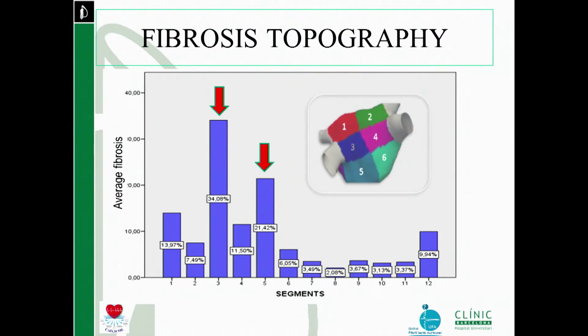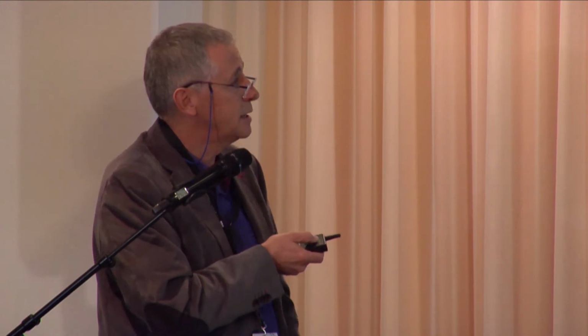But you see that in segments 3 and 5, you concentrate a lot of fibrosis as opposed to other segments. So, and we have to have in mind that this is patients that underwent AFib ablation, so it's relatively healthy atrium. It's not long-standing persistent. But it's true that it seems that the fibrosis is starting in this area, and we don't know much about that.